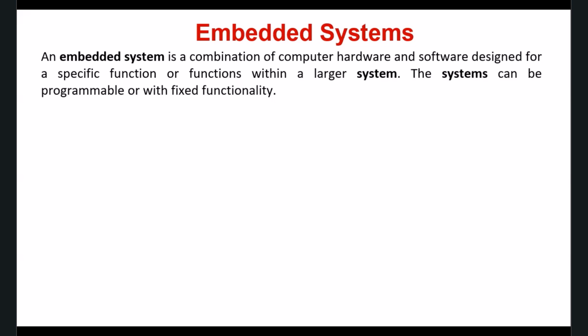Normally at our home, whatever type of devices that we are using, like your fridge, microwave oven, TV, media recorder, etc., all those systems are called embedded systems. We normally use those embedded systems in our daily life.